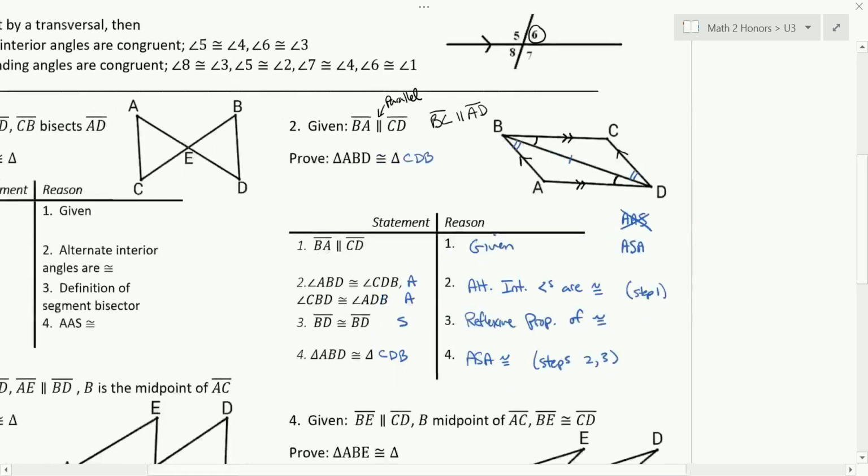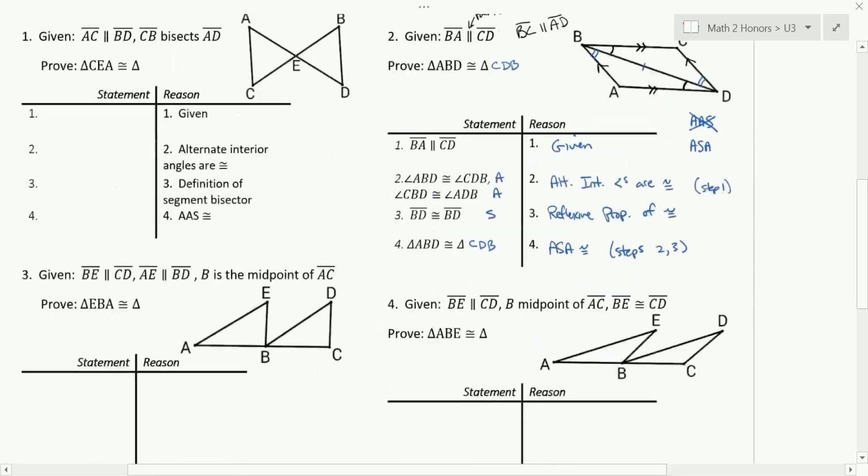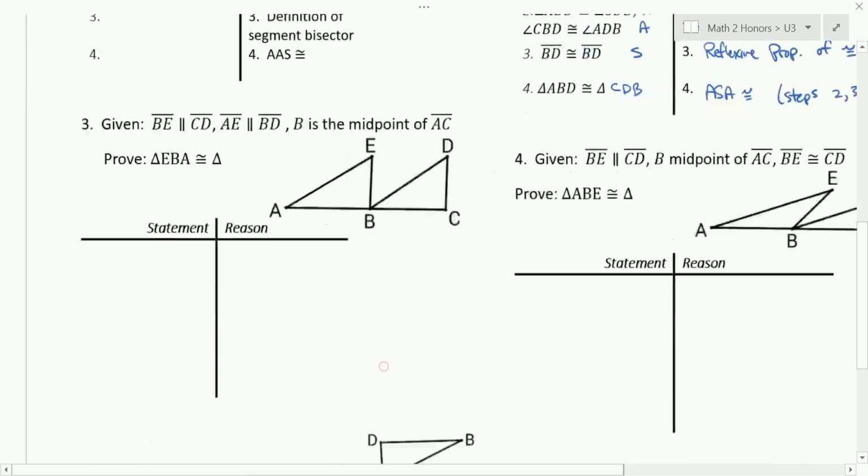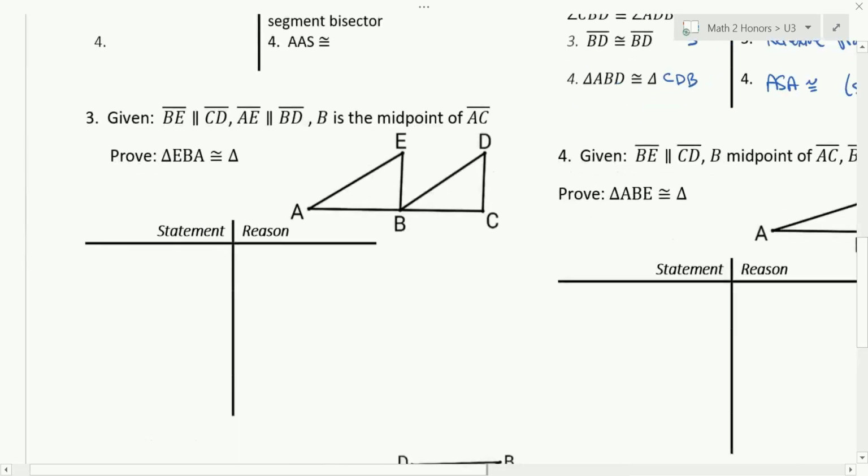Okay. So I'm going to have you guys try one a little bit without me. Let's do number 3 together. Well, do 3 first, and then I'll go over it with you. But see what you can do with number 3.